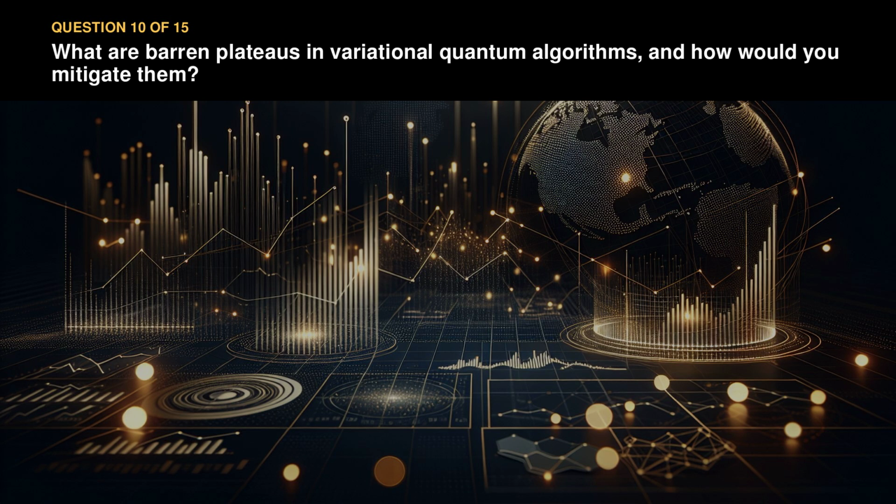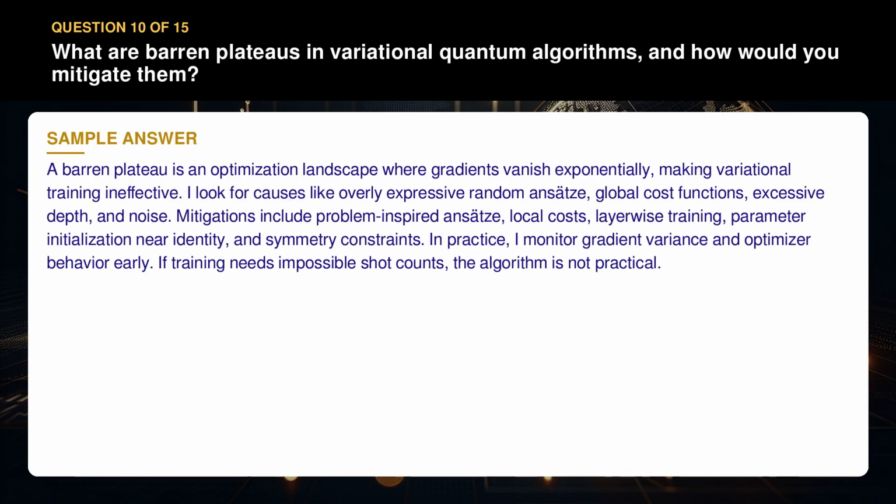Question 10. What are barren plateaus in variational quantum algorithms, and how would you mitigate them? A barren plateau is an optimization landscape where gradients vanish exponentially, making variational training ineffective. I look for causes like overly expressive random ansatzes, global cost functions, excessive depth, and noise. Mitigations include problem-inspired ansatzes, local costs, layer-wise training, parameter initialization near identity, and symmetry constraints.